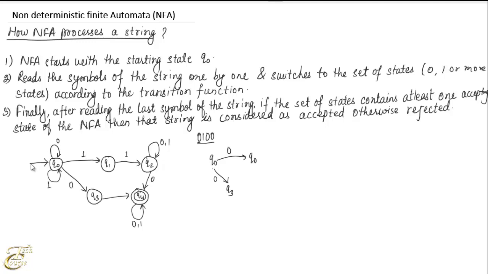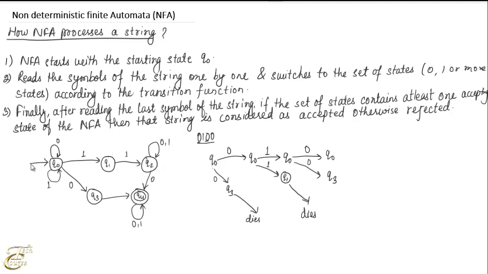Now the machine reads the symbol 1 in both Q0 and Q3 state. That means reading 1 in Q0 leads to the state Q0 or may lead to the state Q1. And reading 1 in Q3 state does not have any transitions. Therefore, this path dies. Now the machine reads the third symbol, that is 0, in Q0 and Q1 state. So reading 0 in Q0 state either leads to the state Q0 or Q3. Similarly, reading 0 in Q1 state does not have transitions, therefore this path also dies.